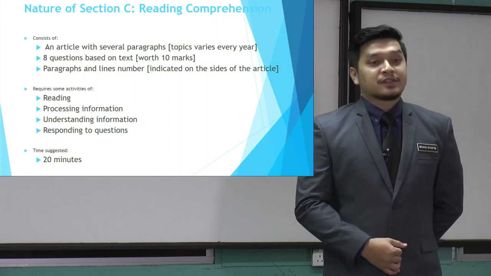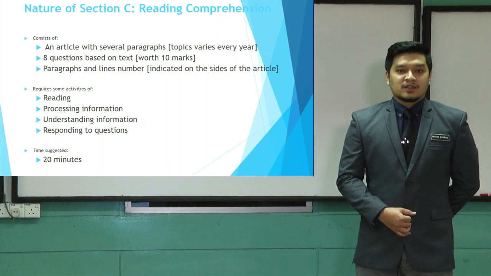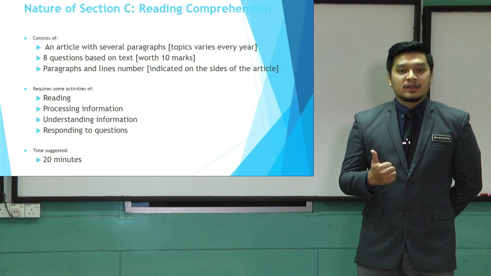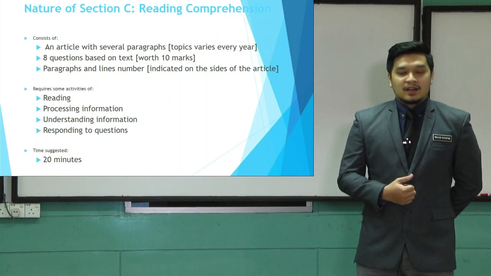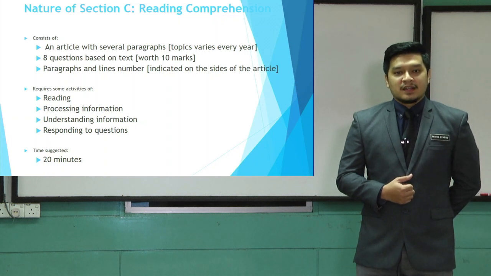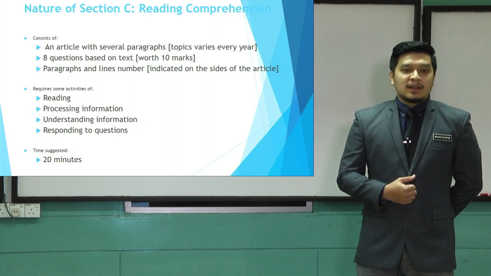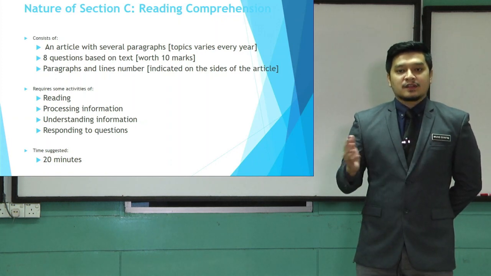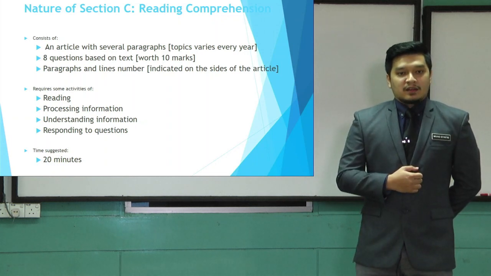So, let's talk about the nature of Section C, reading comprehension. Reading comprehension is a part of Section C and it consists of an article with several paragraphs whose topics will be varied every year. Following the article, there are 8 questions based on the text, and these questions are worth 10 marks. Next, the paragraph and line numbers will be indicated on both sides of the article. On your right hand side, you will see the line numbers, and on the left hand side, you will see the paragraph numbers.